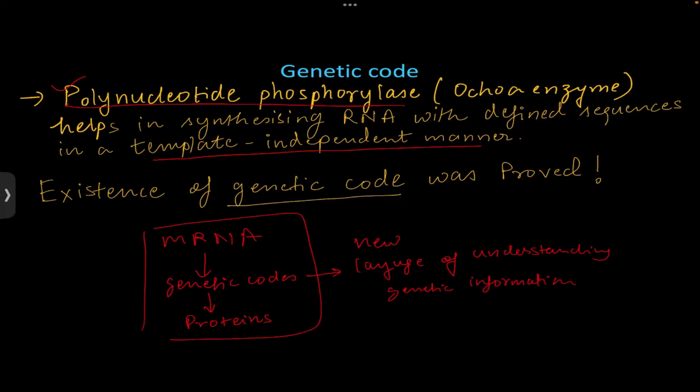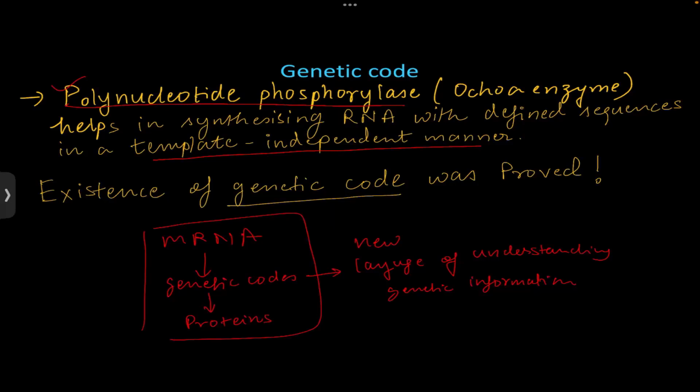Okay, you can think of genetic codes like that. It is helping in translating the information that is there in mRNA into a sequence of amino acids that is going to be forming a polypeptide chain. So that is the significance of genetic codes, and now you must have understood why genetic code is needed.